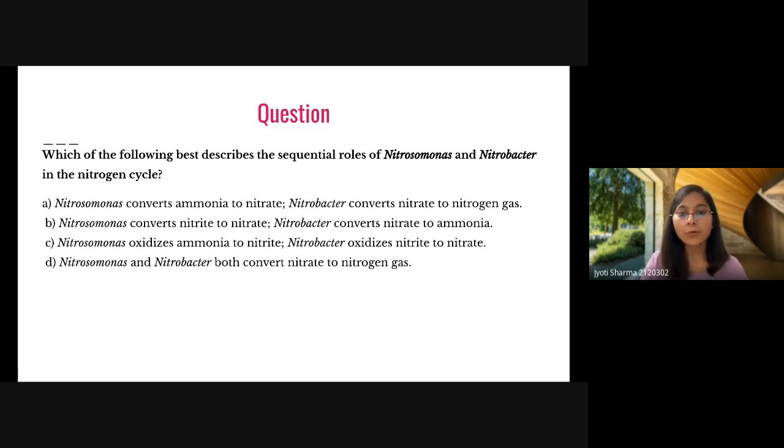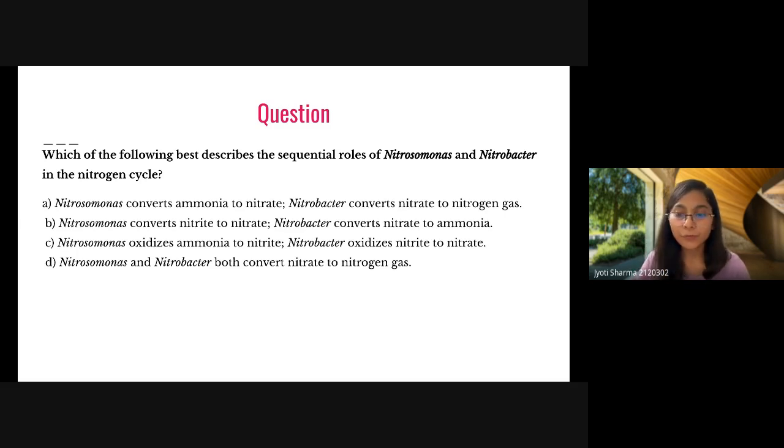A: Nitrosomonas converts ammonia to nitrate, Nitrobacter converts nitrate to nitrogen gas. B: Nitrosomonas converts nitrite to nitrate, and Nitrobacter converts nitrate to ammonia. C: Nitrosomonas oxidizes ammonia to nitrite, Nitrobacter oxidizes nitrite to nitrate. D: Nitrosomonas and Nitrobacter both convert nitrate to nitrogen gas.